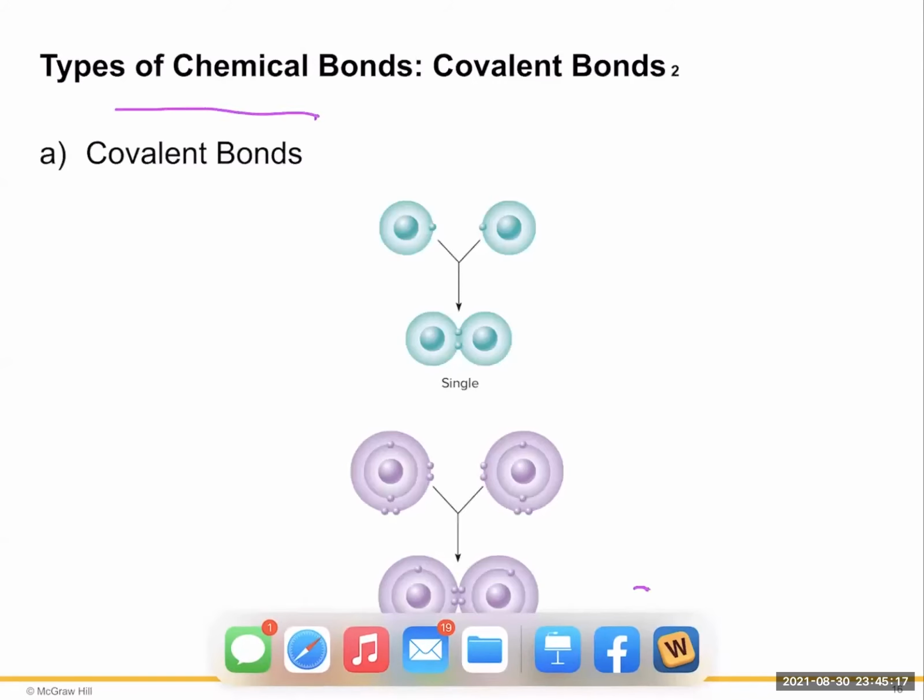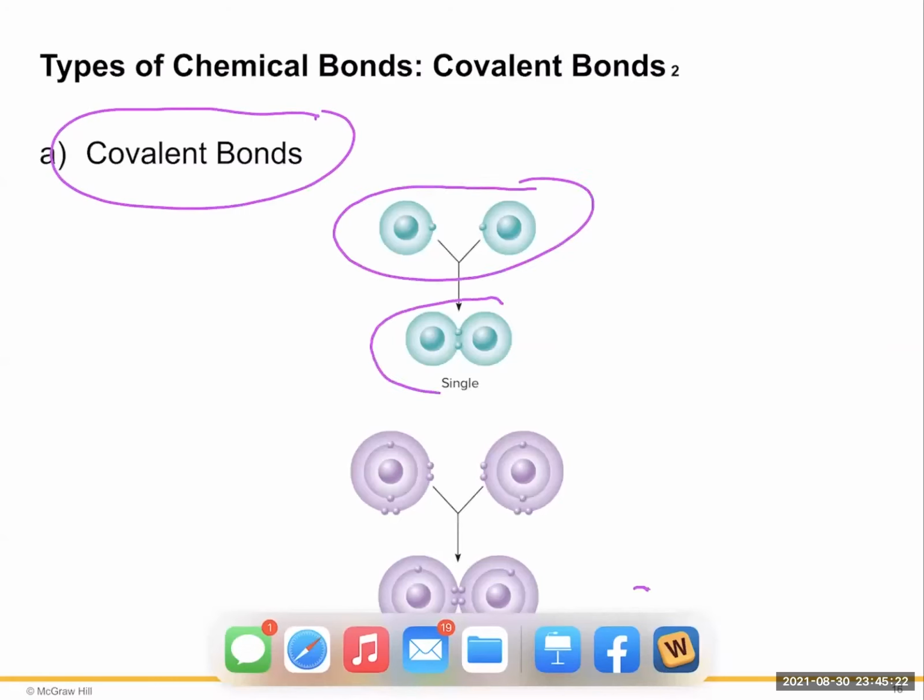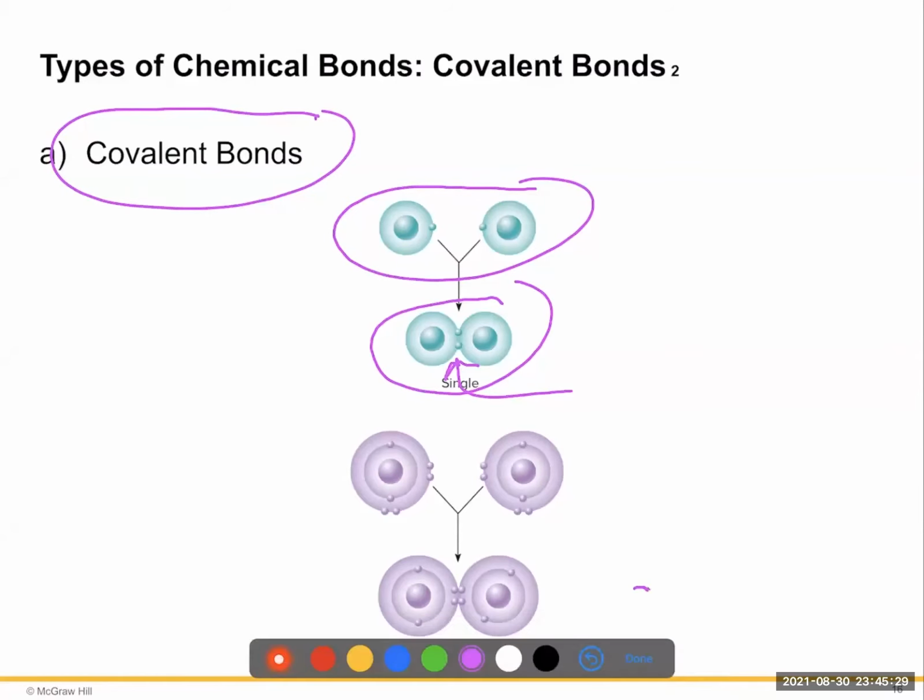In our covalent bonds, we have two atoms coming together and sharing electrons right between them, with equal sharing. On the next one, you have these two electrons shared, and that forms what's called a double bond. This is a single bond right here. This is a double bond because there are 4 electrons shared. If there were 6 electrons shared, it would be a triple bond.